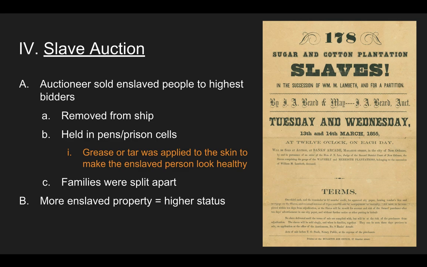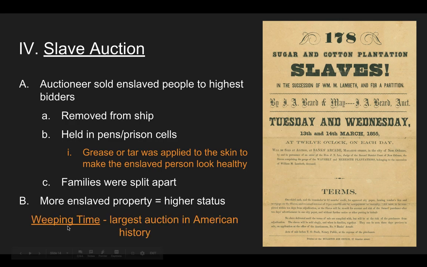And uppercase B, more enslaved property equals higher status. So if you were a planter that owned enslaved labor, the more enslaved labor you had, the higher your social status was. You were looked at as a more important or wealthy person. So it was a way to showcase your wealth, by showing off how many enslaved people you had. This was more common in the South.